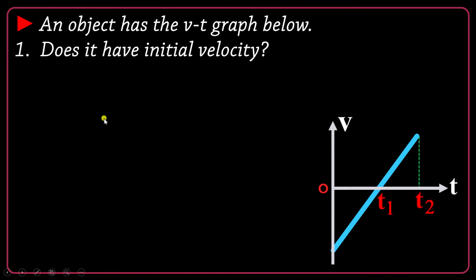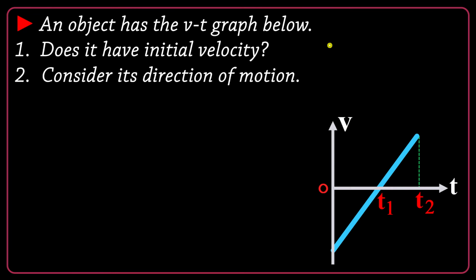Now let's have some problem solution. An object has the v-t graph below. Look at this, the v-t graph seems to be a line, so acceleration is constant. Question number 1: does it have initial velocity? Yes, of course it does, because it starts from non-zero velocity at the beginning. The initial velocity, of course, is a negative value, but yes, it does. It has a negative initial velocity.